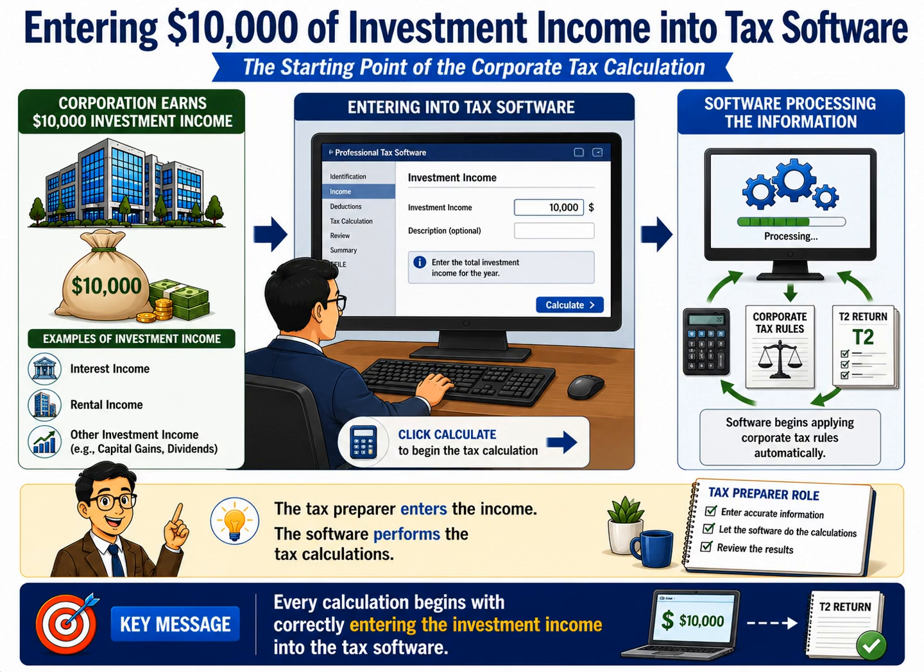We'll watch the software process the information, calculate the corporate tax, identify the refundable portion, and update the corporation's refundable tax accounts. So, the key takeaway from this slide is simple. Every corporate tax calculation begins with accurate data entry. Once the investment income is entered correctly, the tax software applies the corporate tax rules automatically, producing the calculations that form the basis of the corporation's tax return. Understanding this workflow is an essential skill for every Canadian tax preparer.